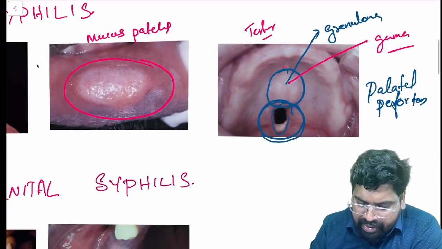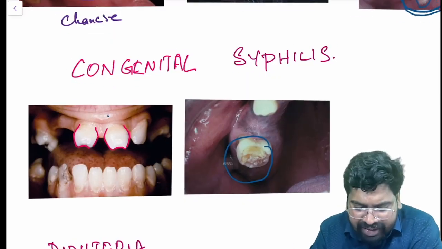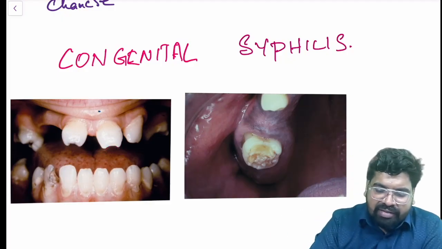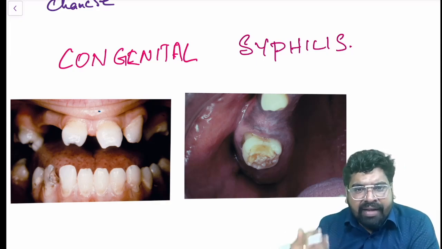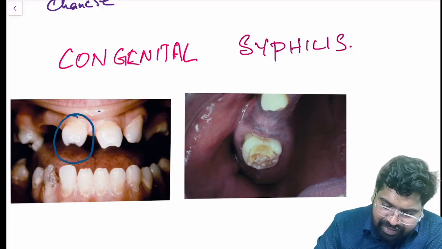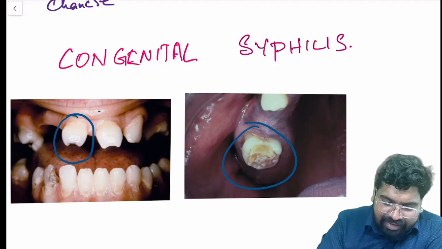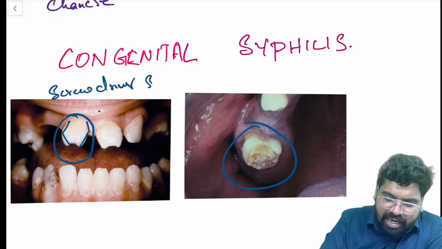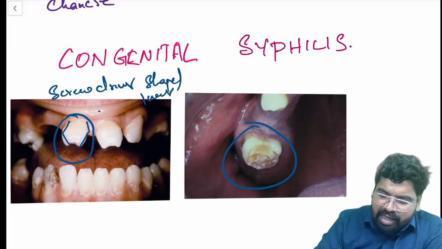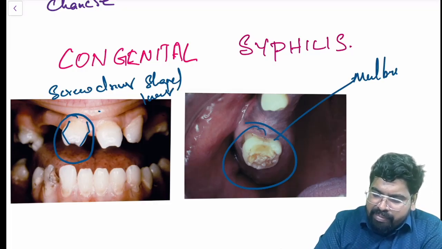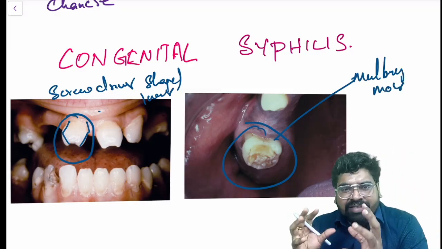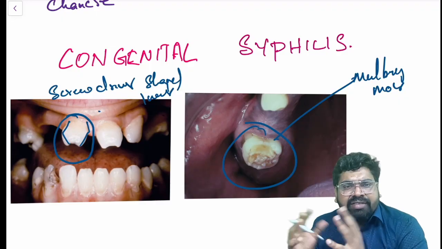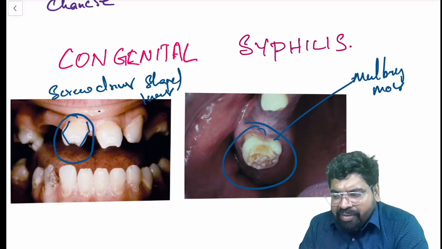And here comes the other one, congenital syphilis. There are only two things you should remember in congenital syphilis: it is caused by mother to child transmission, and you see a particular type of incisors and molars. This particular type of incisor is called a screwdriver shaped incisor, and this is called a mulberry molar. It just looks like a mulberry, with multiple lobules of enamel. This is congenital syphilis. So this is all about syphilis.